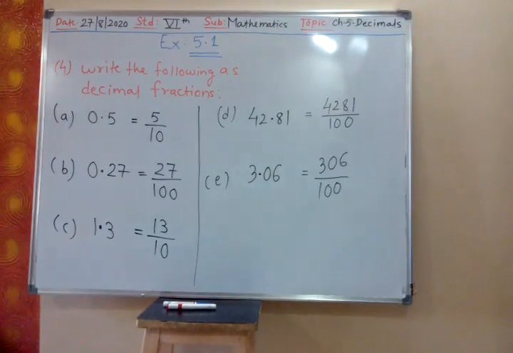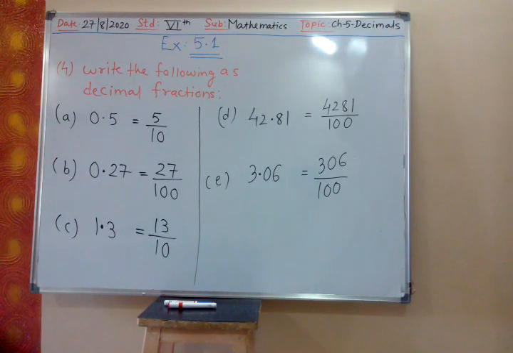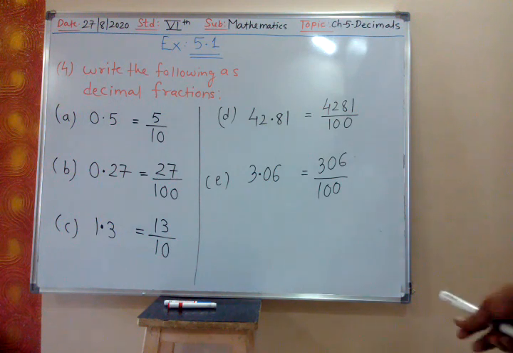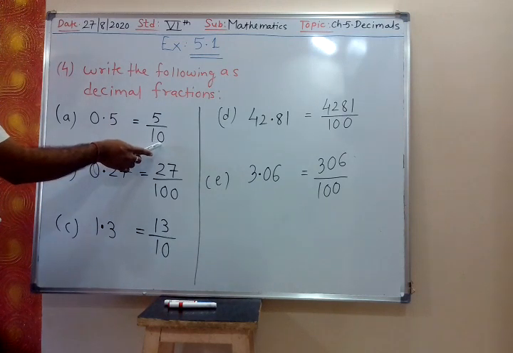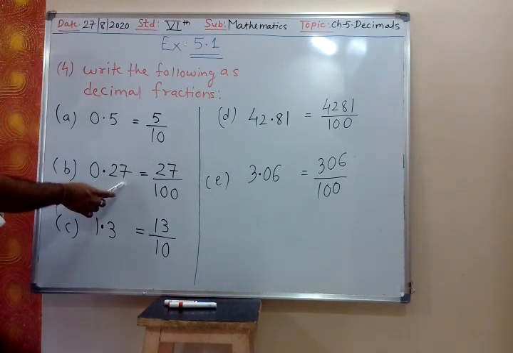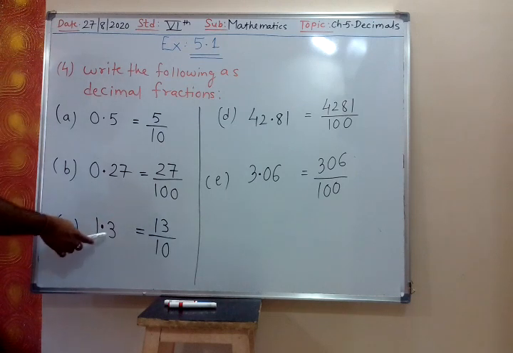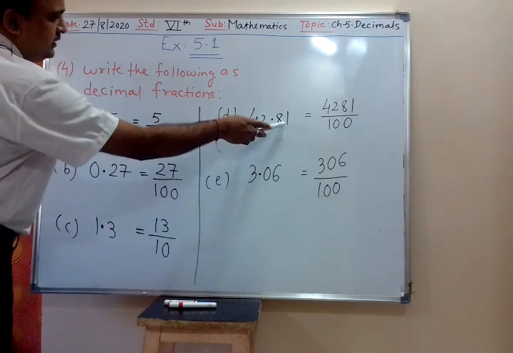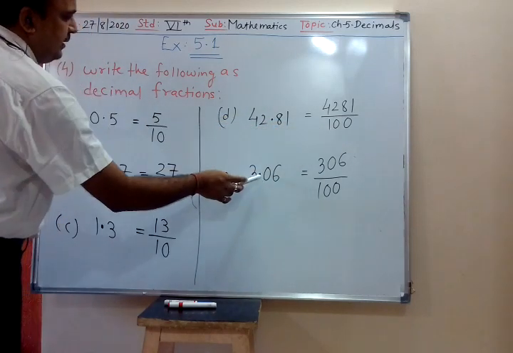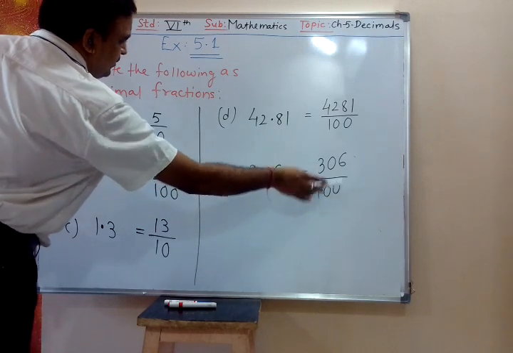See here, after decimal there are how many digits, when we remove the decimal or point, that much number of zeros I want in the denominator. After decimal 1 digit, so I want 1 zero in the denominator, so divide by 10. After decimal 2 digits, I want 2 zeros in the denominator.